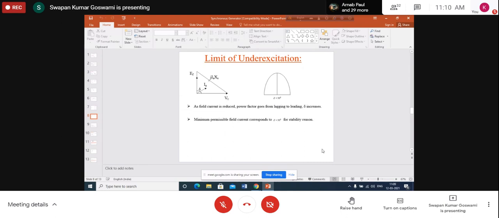Anybody? Sir, at lightly loaded condition, receiving end voltage becomes higher than sending end voltage. Why is it happening? Why is the receiving end voltage becoming greater than the sending end voltage?